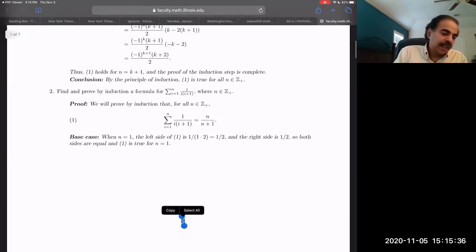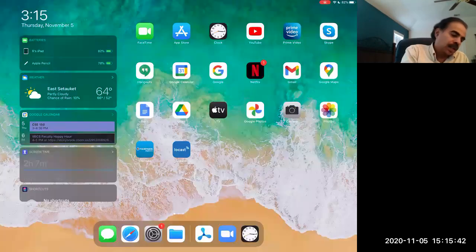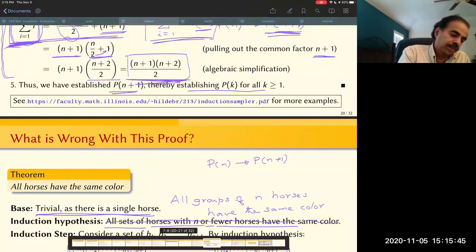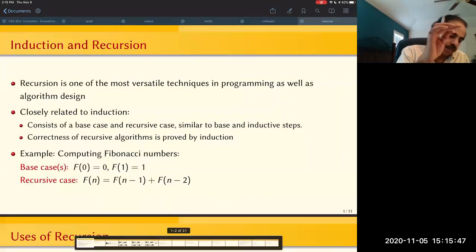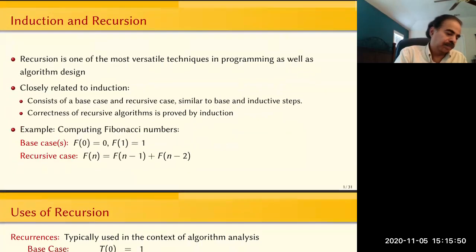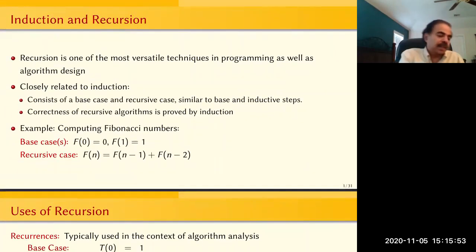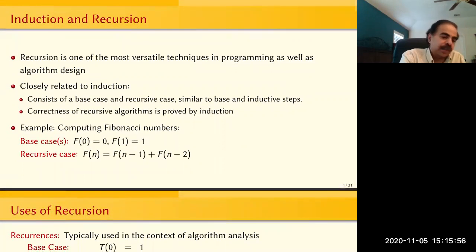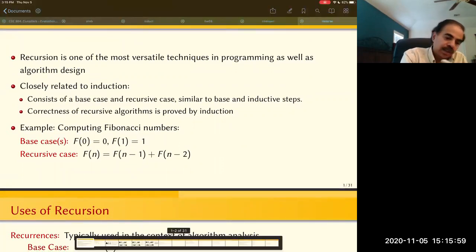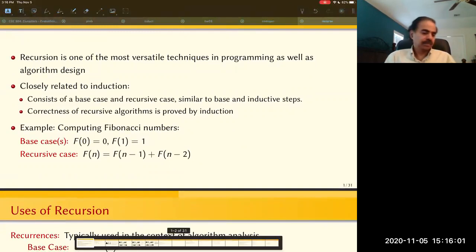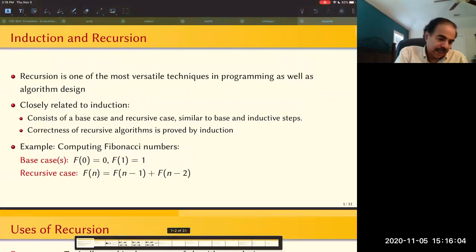Let's move on to the next topic, which is recursion, right? So we are going to talk about recursion, which is one of the most versatile and fundamental techniques in programming as well as algorithm design, right? And we are going to try to make some progress in understanding what recursion is and how to use it.